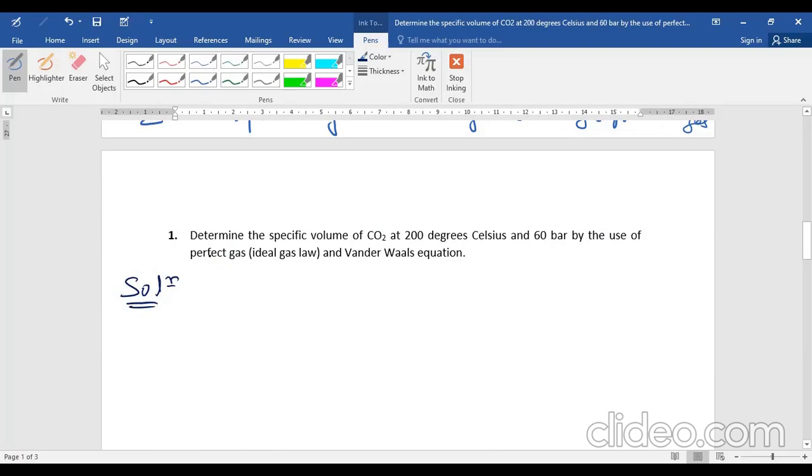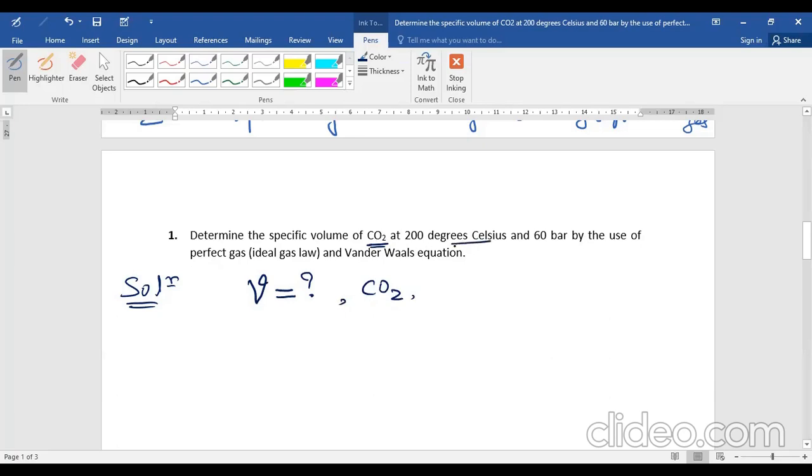Determine the specific volume of carbon dioxide. Specific volume means what? Specific volume, always represented with the symbol V. What type of gas? Carbon dioxide.